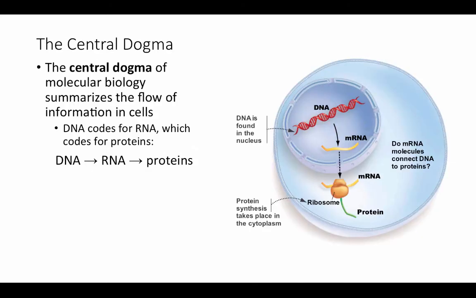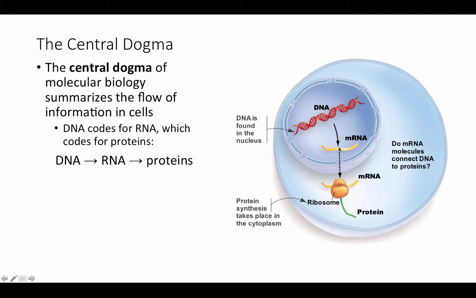And this leads us to the central dogma of biology. The central dogma of molecular biology summarizes the flow of information in cells, which is that DNA is going to code for RNA, and RNA is going to carry the code for proteins. So the central dogma is basically DNA to RNA to proteins. That's the direction of the flow of information, and we can see that schematically here in this figure.